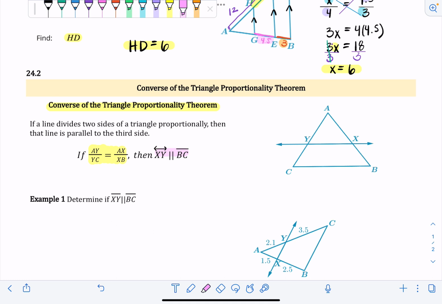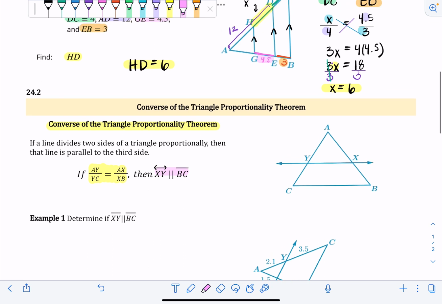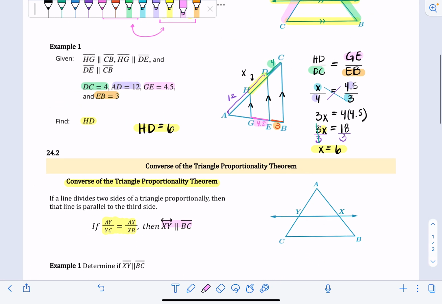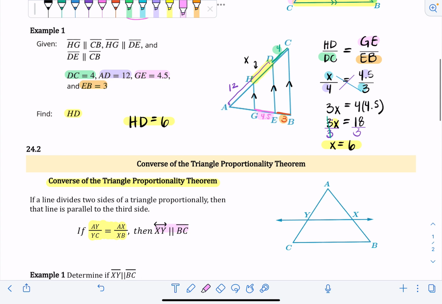So in this case, you would essentially be given different, kind of reverse information. In example 1 from 24.1, at the top of the screen, we were given that the lines were parallel and we had to find missing segments. With the converse, you would be given the proportional sides and you would have to use those proportional sides to show that the lines were parallel.